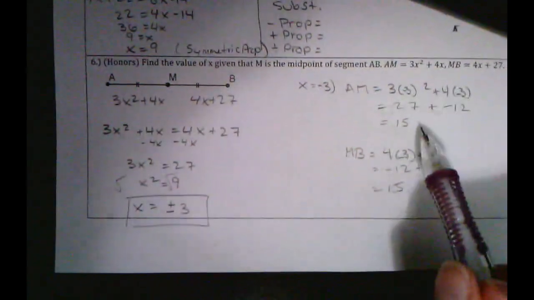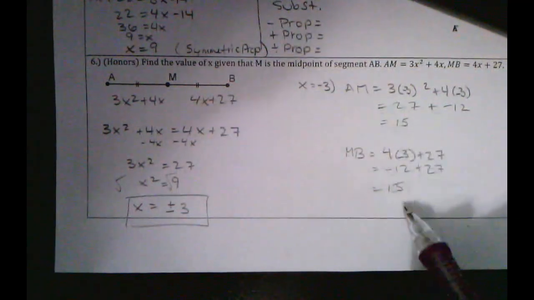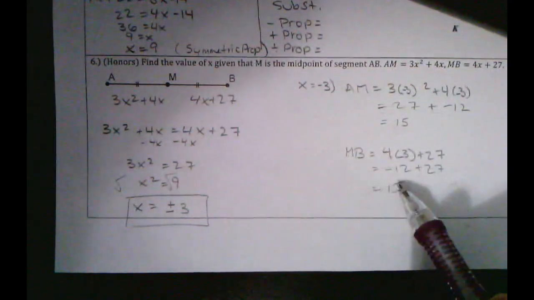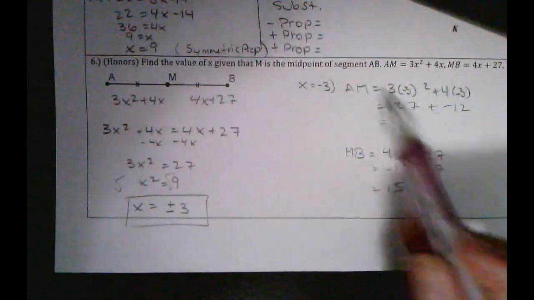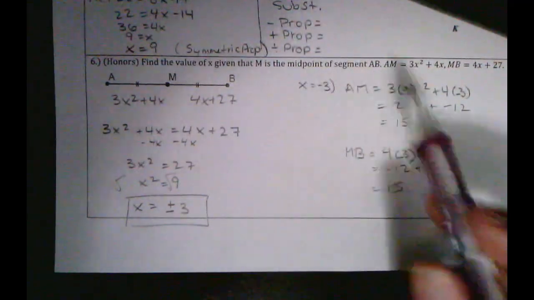In the event that you get a segment that is negative, so like let's say we got negative 15 here, that wouldn't make sense. And so we would just disregard negative 3 as a solution and we would keep 3.